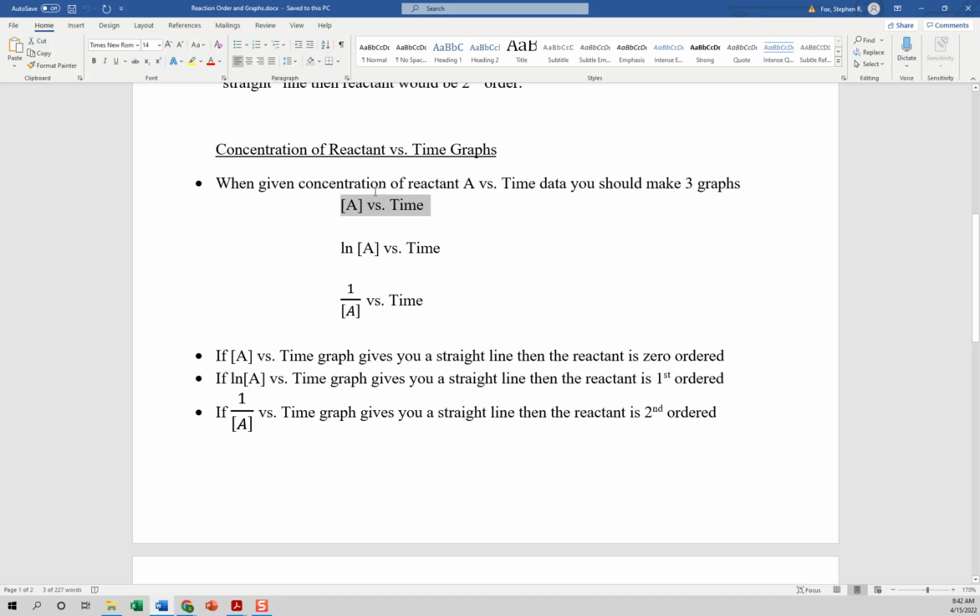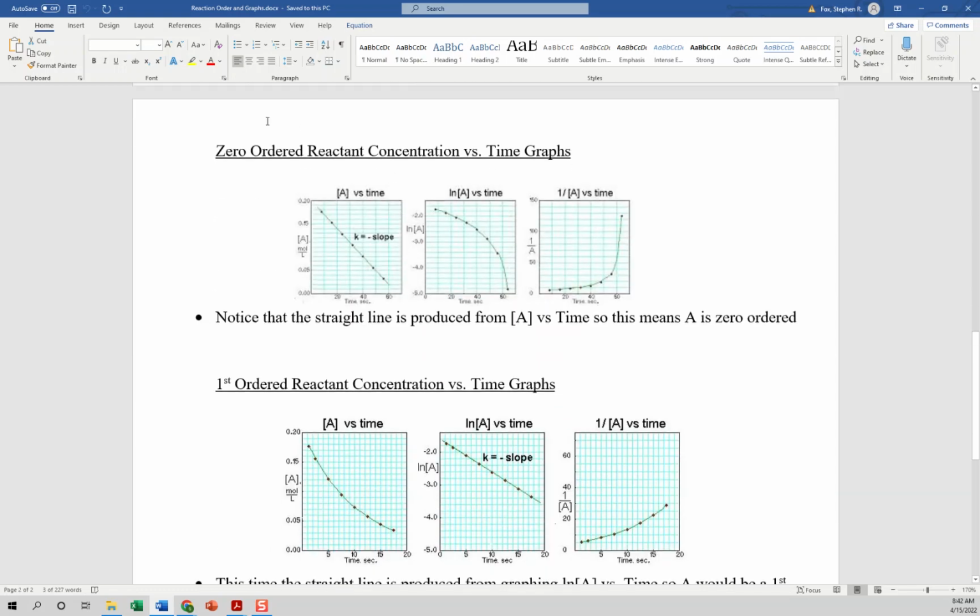So if this doesn't give me a straight line, then maybe I go to this one. And if this gives me a straight line with a constant slope, then I know I'm first order. But if both of these don't give me a straight line, then this one needs to. And if this is the one that gives you a straight line, then you know you're second order. So let me show you what I mean by that, right? You make three graphs.